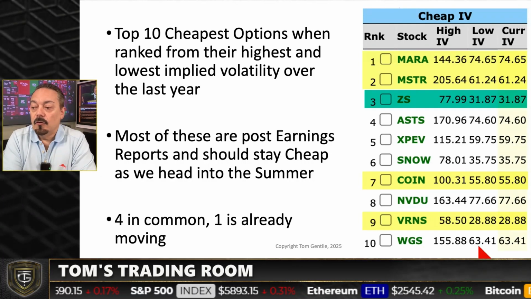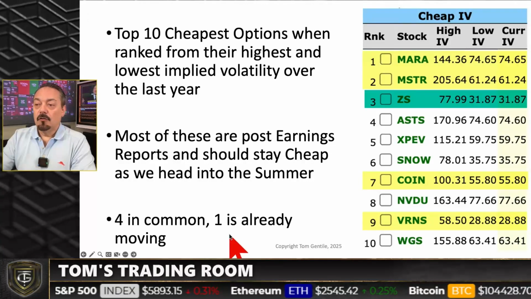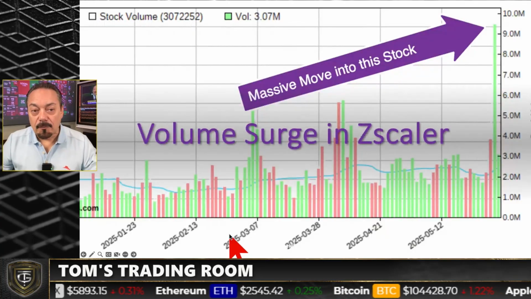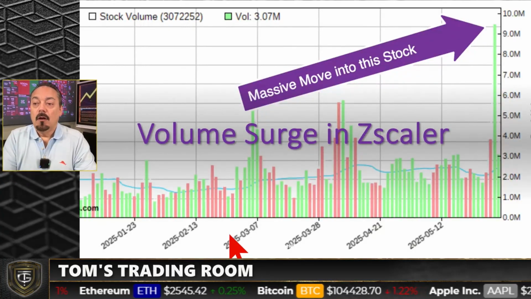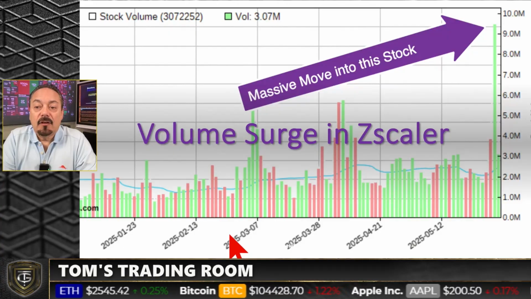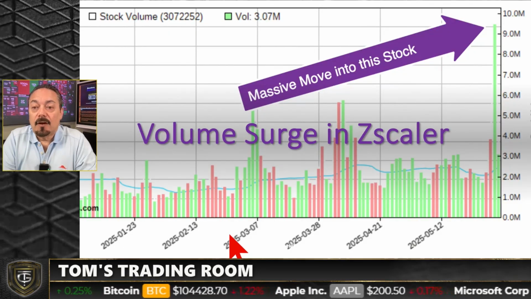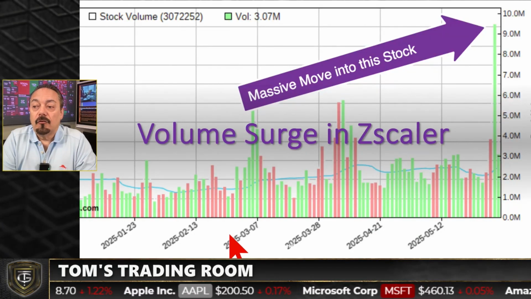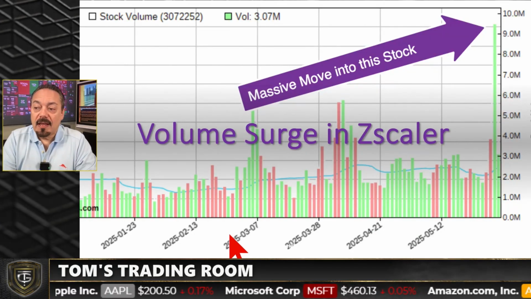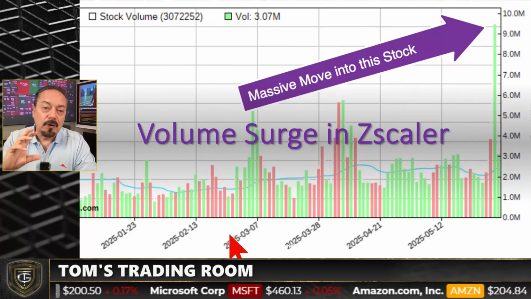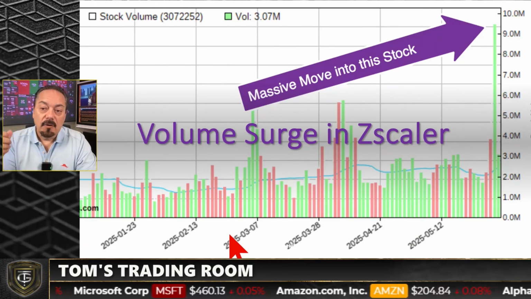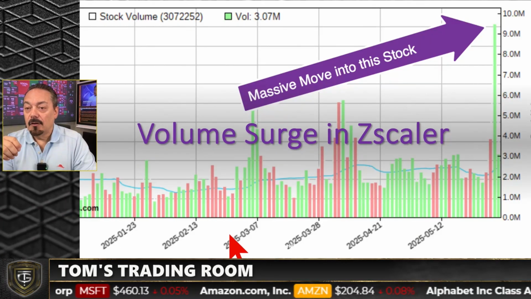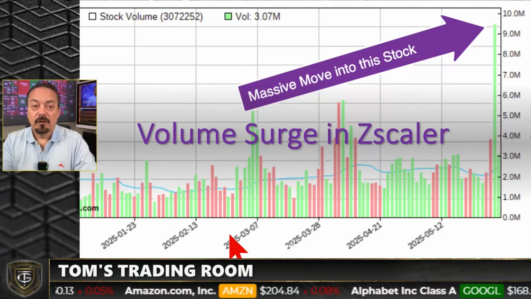screen. It's already moving. So those of you that have been hanging out with me in System Mastery, you already know, and you already got this. You should have gotten this last Friday. So we had a surge in Zscaler, a volume surge. Typical volume per day in Zscaler is about 2.5 million shares. But last Thursday, this jumped to over 9 million shares.